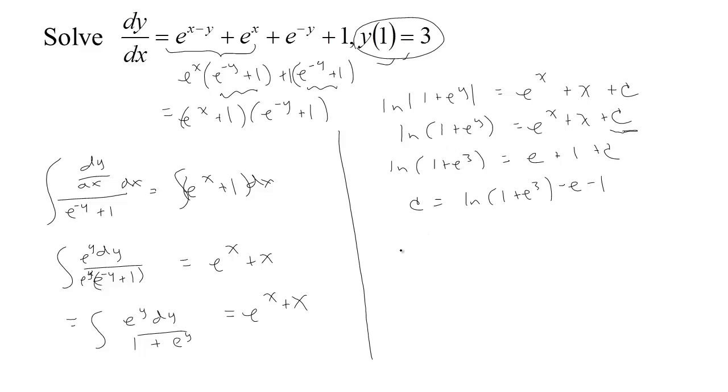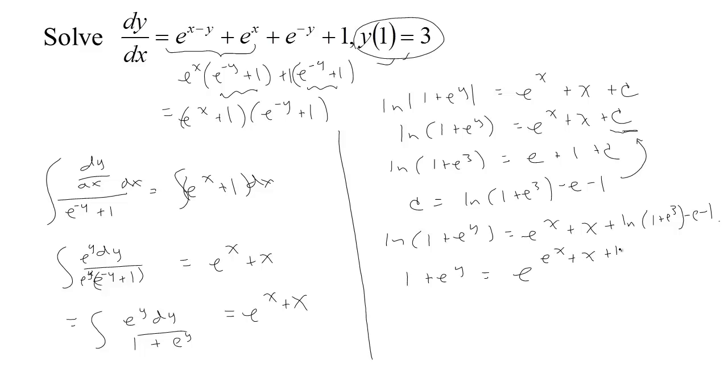Now I could put that in and finish solving for y. So we know the natural log of 1 plus e to the y, I'm going to take this and put it in for c, is equal to e to the x plus the natural log of 1 plus e cubed minus e minus 1. Okay, now to get rid of the natural log, this says the exponent you put on e to get 1 plus e to the y is this big thing. So I'll go ahead and do that. Write it in exponential form. E to the e to the x plus the natural log of 1 plus e cubed minus e minus 1.